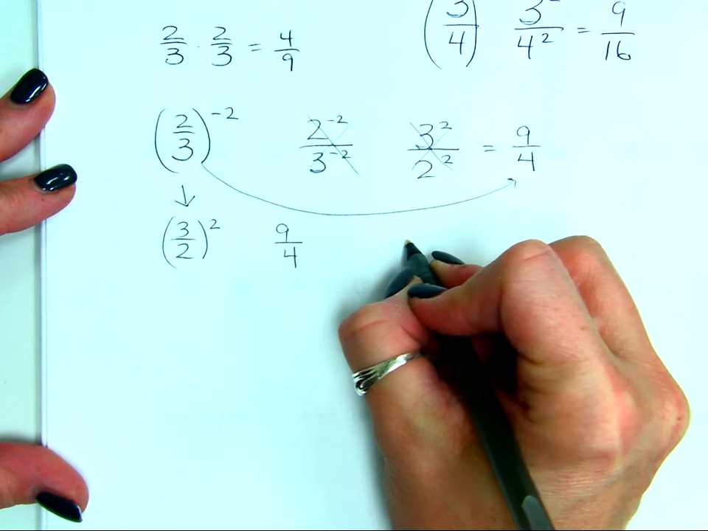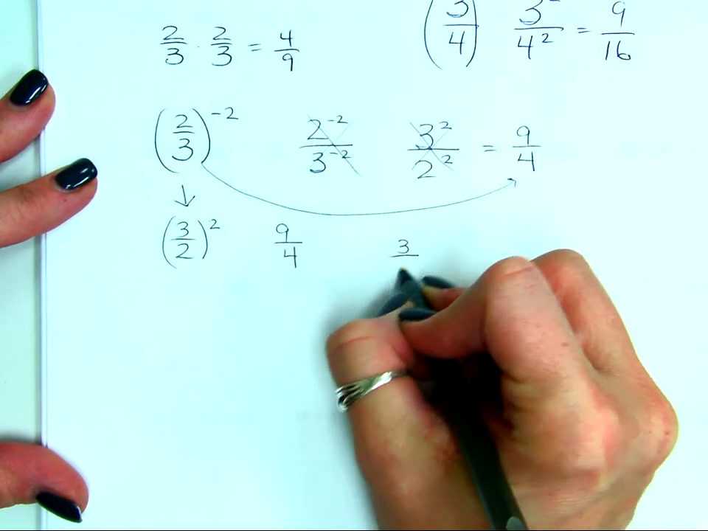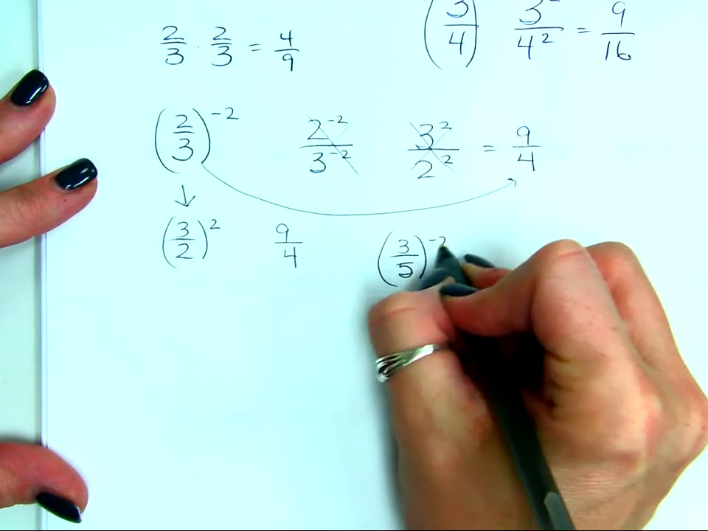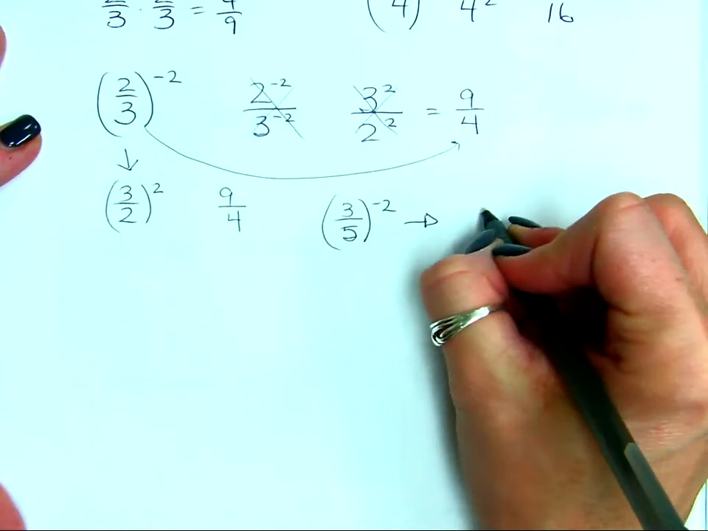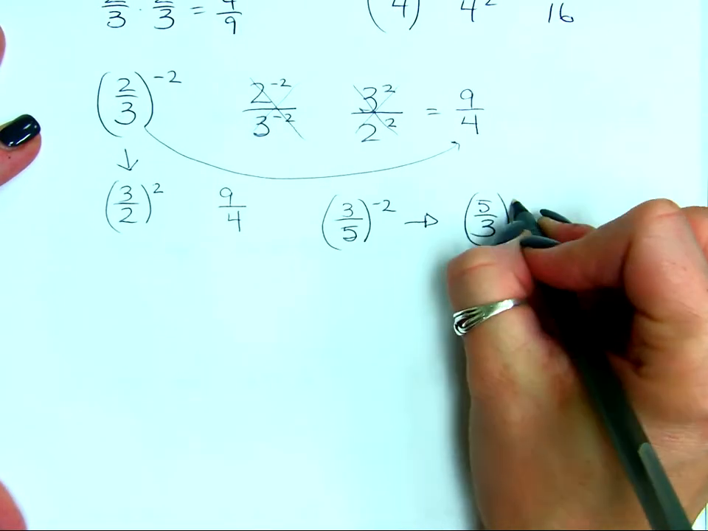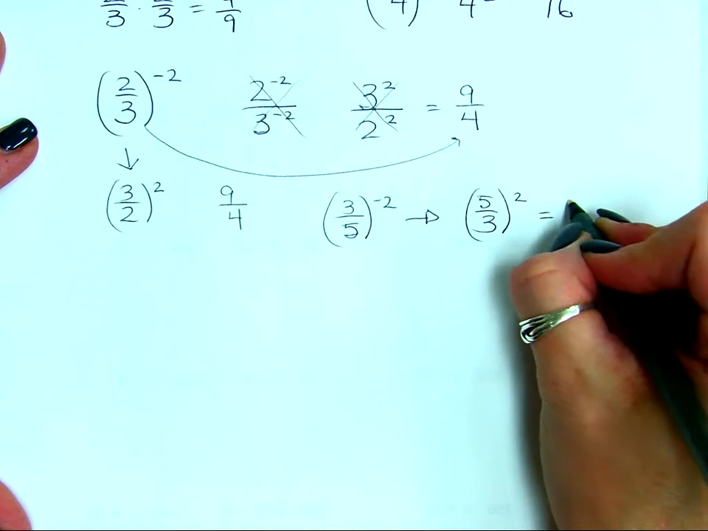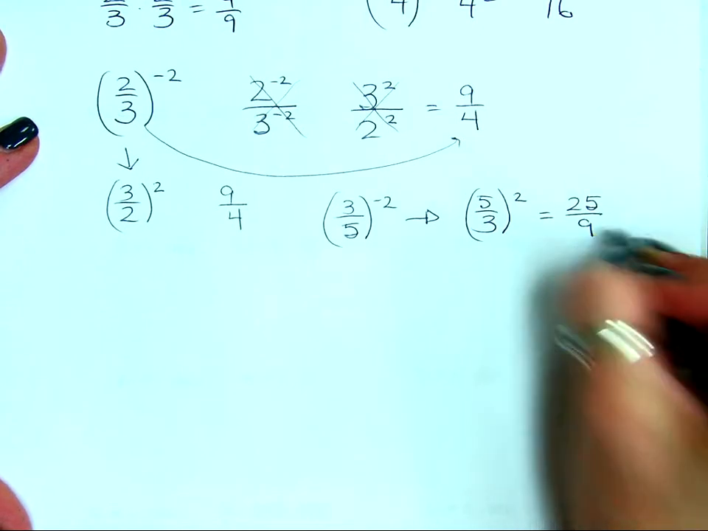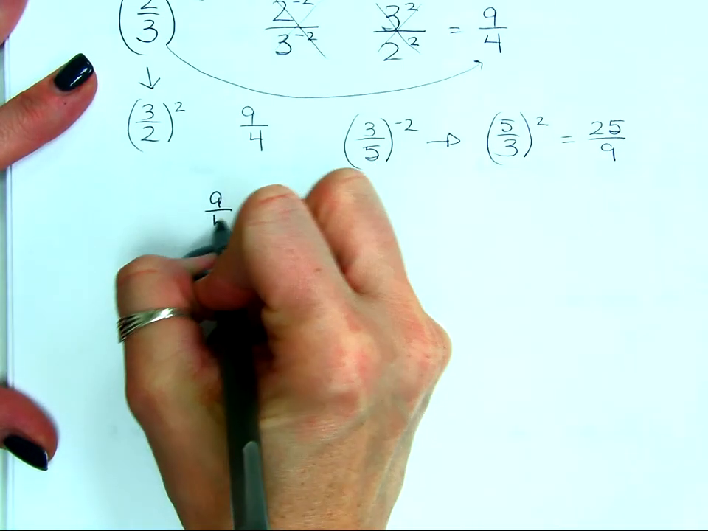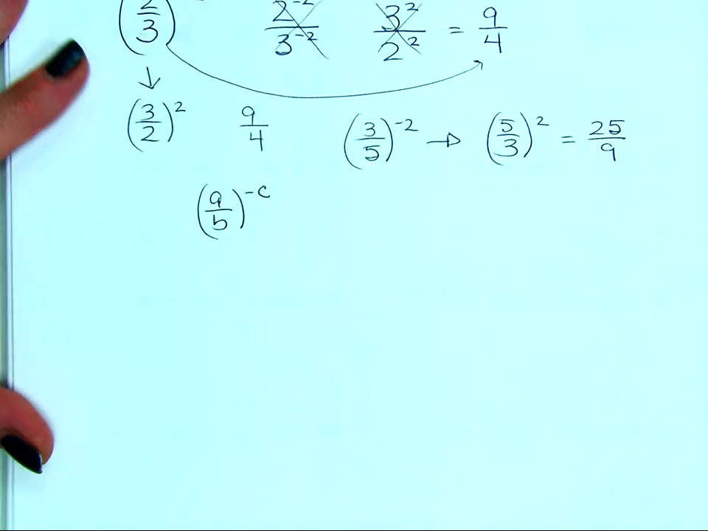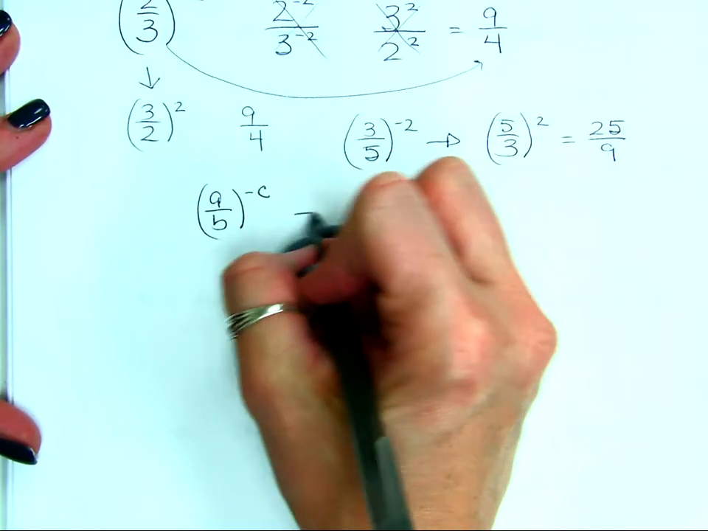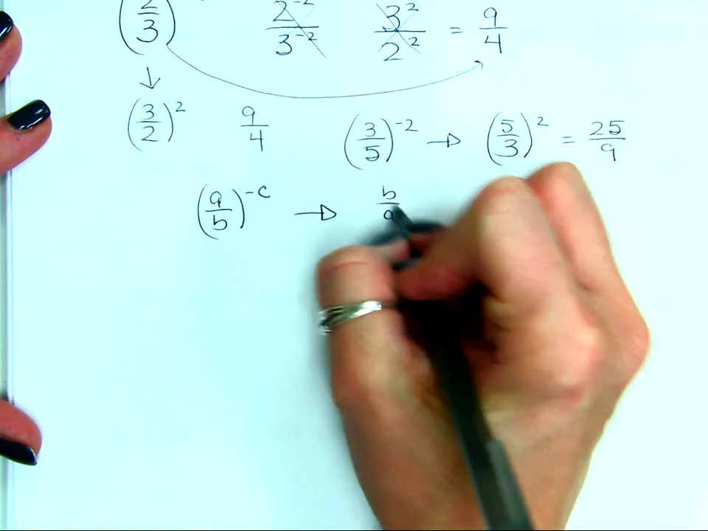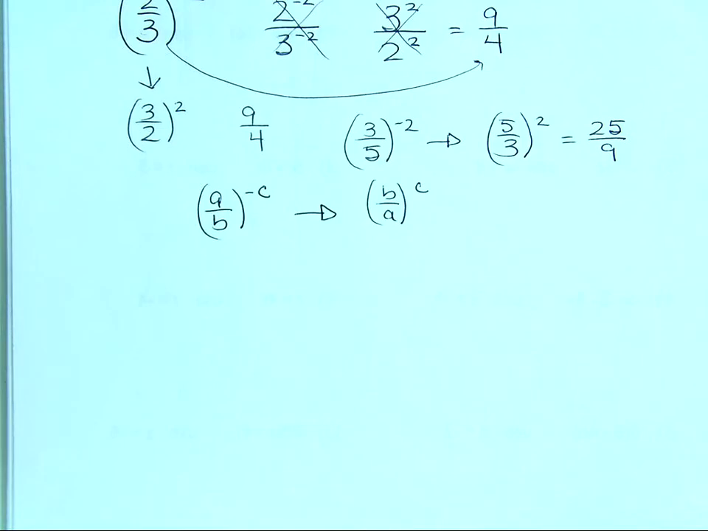Let me do that again with another one. Let's take 3/5 to the negative second power, and that's going to be the same as doing 5/3 to the positive second power. This answer is 25/9. Got it? So a general rule of thumb to follow is if you have a/b to the negative c power, it's the same as doing b/a to the positive c power. Okay? You are going to need that when we work on our exponential decay. So let's get right to it.